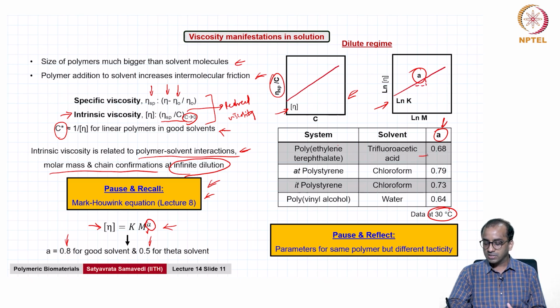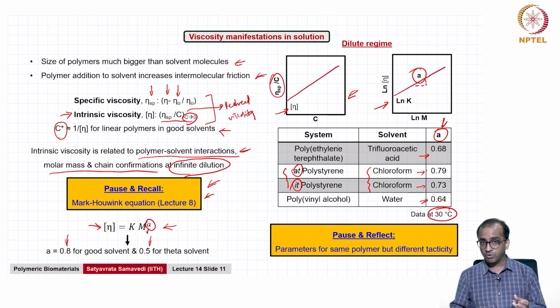So, it's just to give you a sense of what kind of numbers we're dealing with, and I'll just point you to these two where the polymer is the same, but the tacticity has changed. Solvent is also the same, and you see for the same polymer solvent combination, depending on the polymer tacticity, you end up getting different exponents. So, that's a good idea for you to pause and reflect on this idea where you're seeing that the parameters for the same polymer but different tacticity are different, and that should not come as a surprise to you based on everything that we have discussed in this lecture.